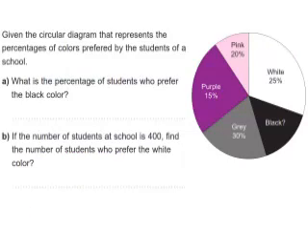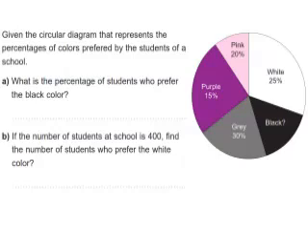Given the circular diagram that represents the percentages of colors preferred by the students of a school. So we asked the students what colors they love, and 25% said white, 20% said pink, 15% said purple, 30% said gray, and I don't know the percentage of the black color. Okay, so this is the diagram.